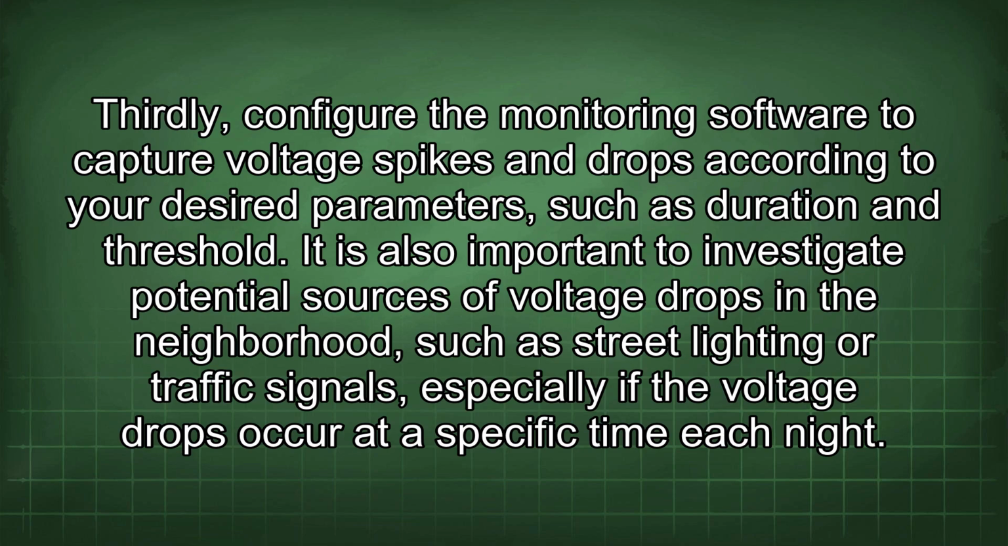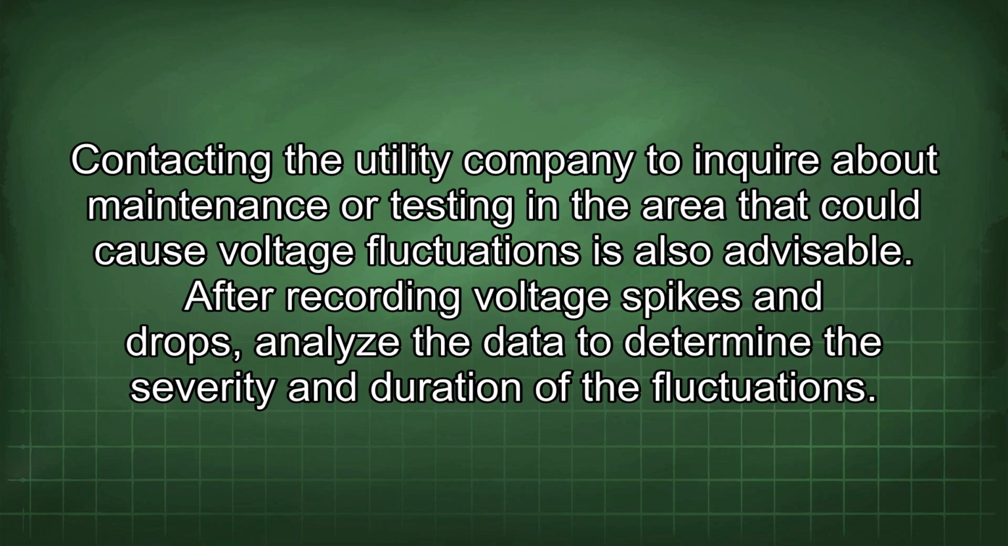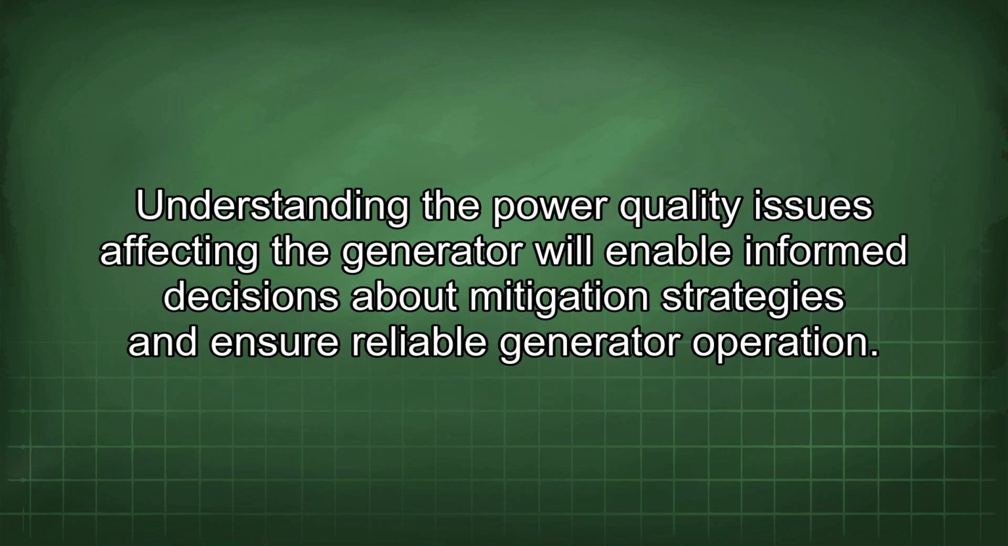threshold. It is also important to investigate potential sources of voltage drops in the neighborhood, such as street lighting or traffic signals, especially if the voltage drops occur at a specific time each night. Contacting the utility company to inquire about maintenance or testing in the area that could cause voltage fluctuations is also advisable. After recording voltage spikes and drops, analyze the data to determine the severity and duration of the fluctuations. Understanding the power quality issues affecting the generator will enable informed decisions about mitigation strategies and ensure reliable generator operation.